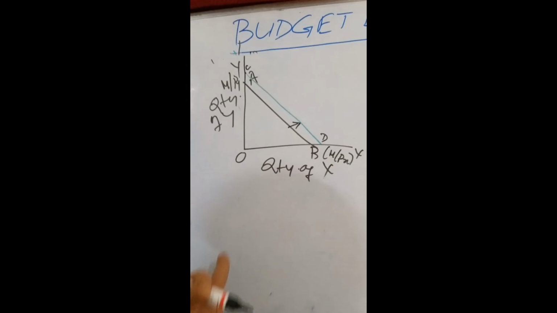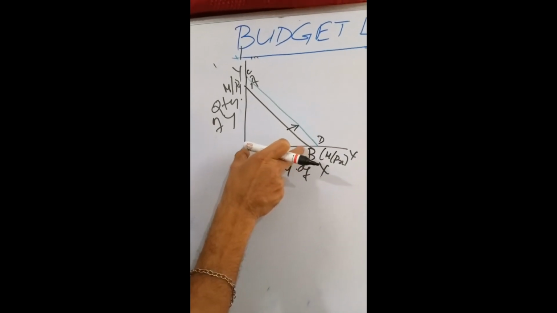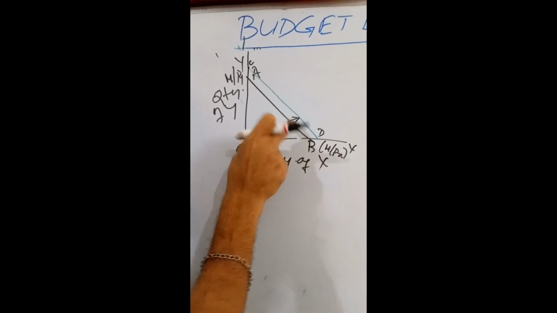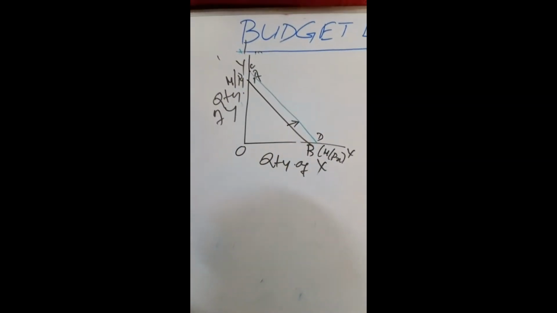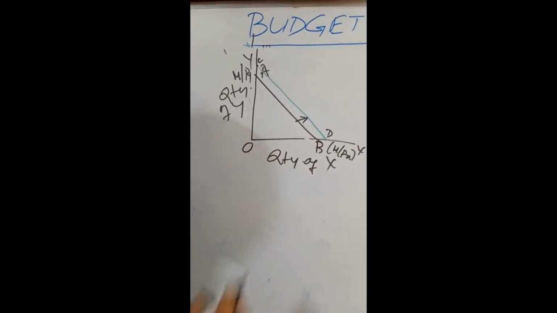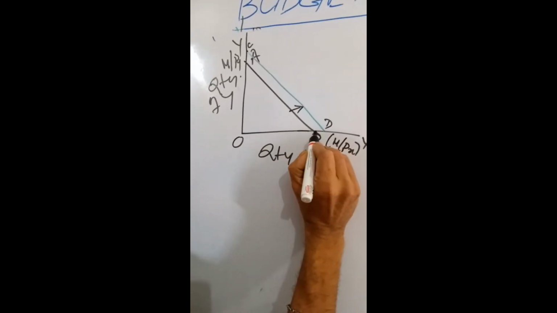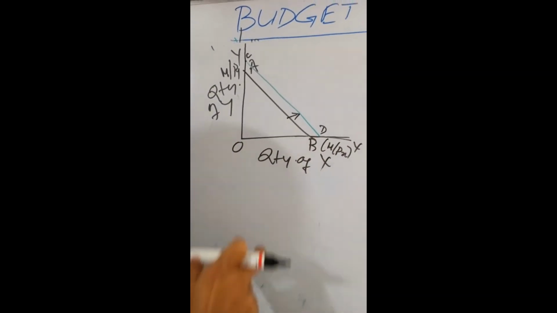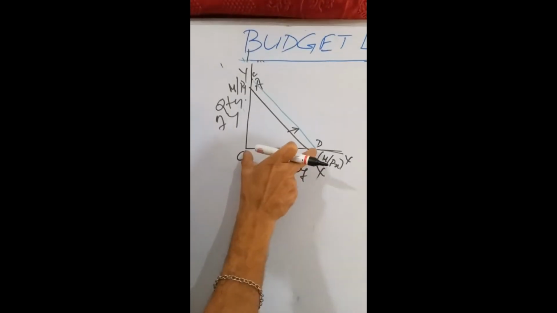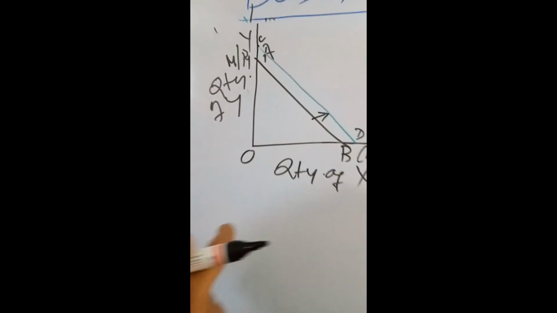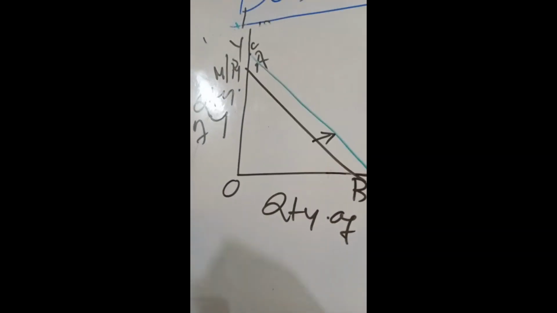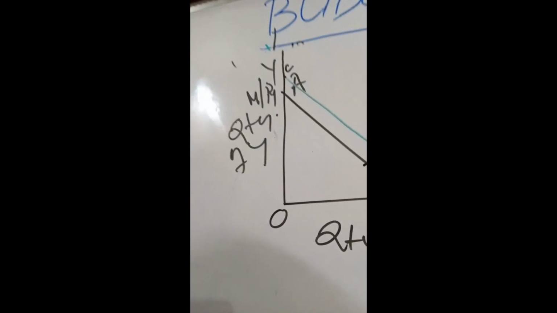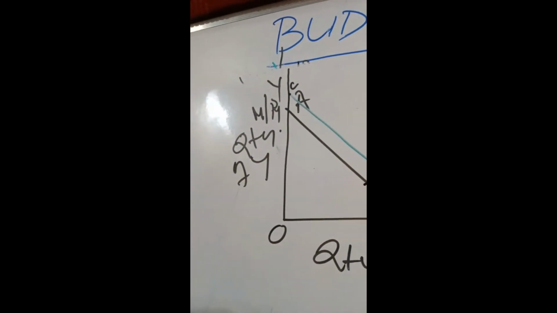Previously, he was consuming OB by spending all his money on X, or he could have purchased OA by spending all his money on Y. Now, as his income has increased and he is able to purchase more of the commodities, if he spends all his money on X, then he will be able to purchase OD units of X, or if he spends all his money on Y, he will be able to purchase OC units of Y. So CD is the new budget line.